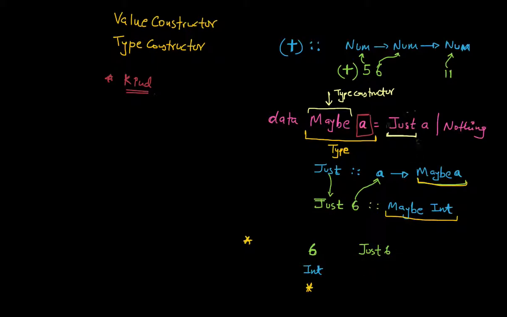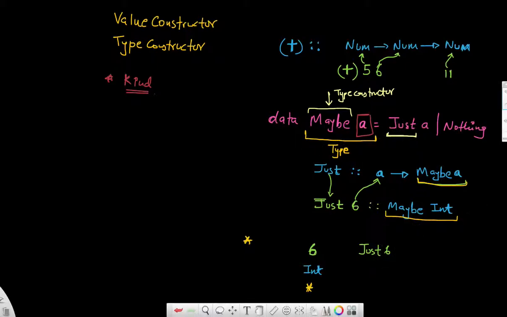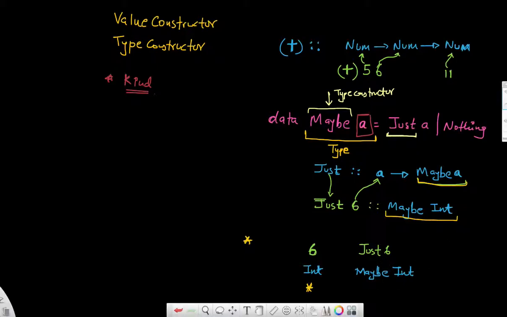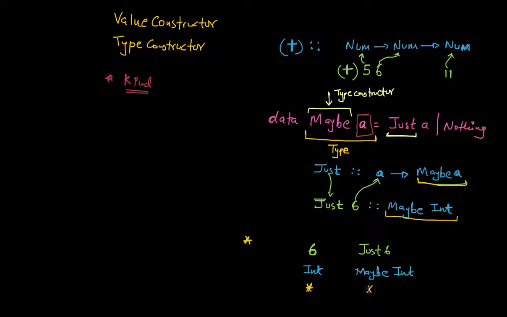Okay, so if the value is just of 6, the actual type associated with that value is maybe an integer. And what is the kind of maybe of integer? Because it's a concrete type, it's still going to be a star. It's still going to be a star there.